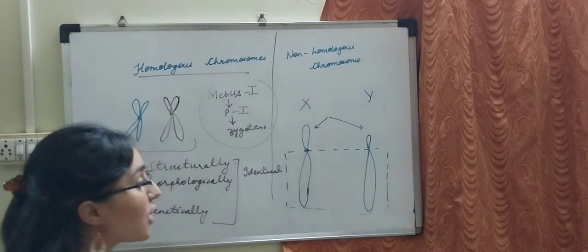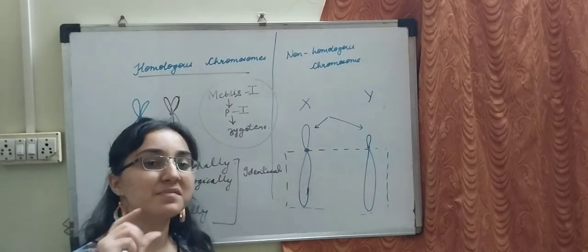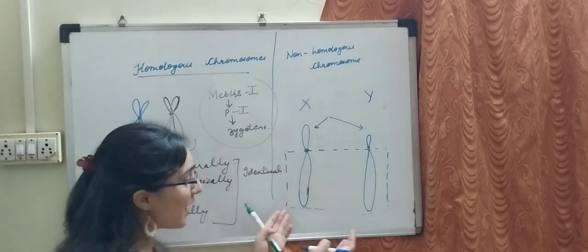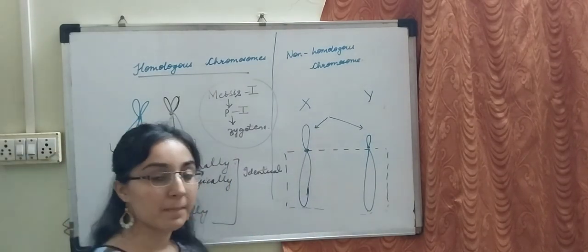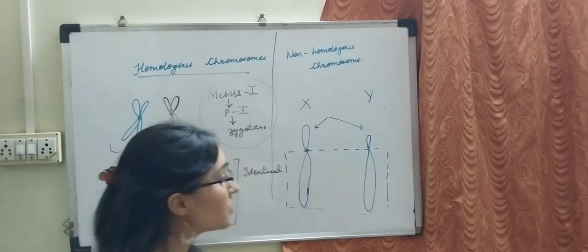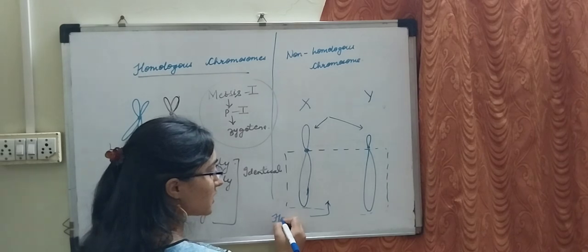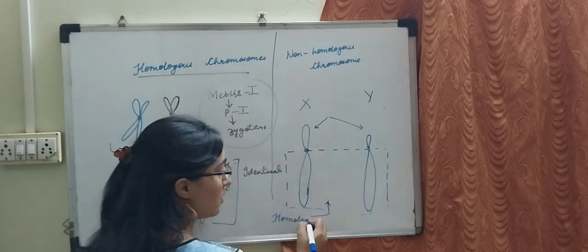The upper part is not the same, meaning the upper part is not the same in size, the lower part is the same in size, meaning structurally and morphologically they are identical. So the lowermost part is known as the homologous part.